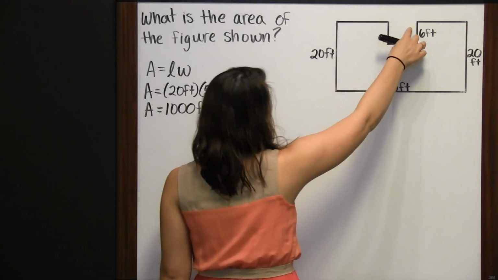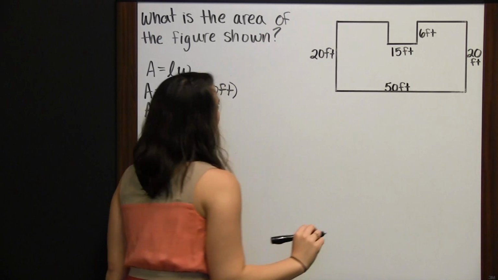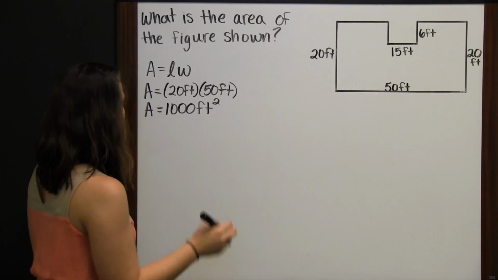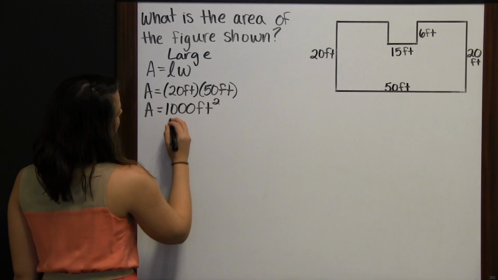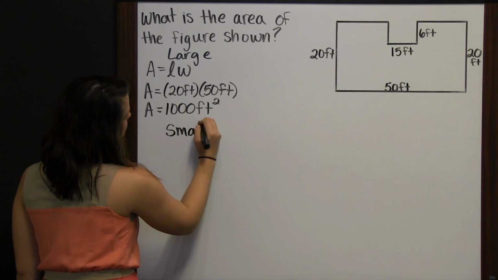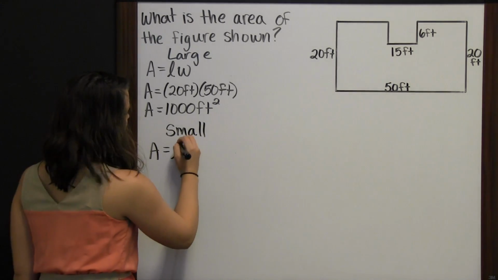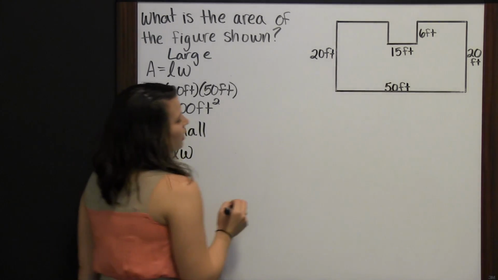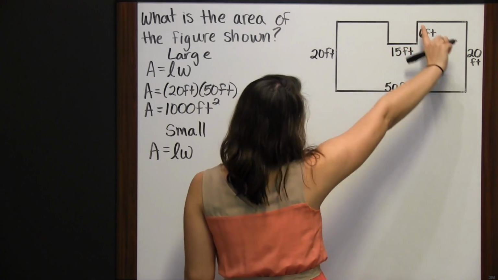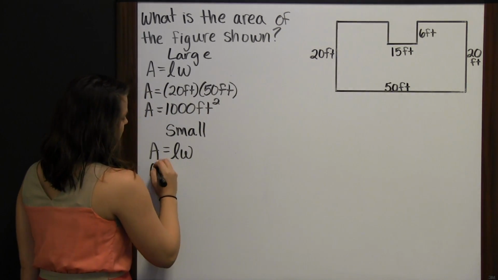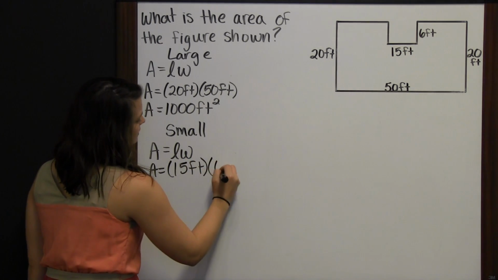Now we need to find the area of this smaller rectangle, the only part that's missing out of our large rectangle. So I'm going to label this. This is the area of the large rectangle. Now we're going to find the area of the small rectangle. So again, area is the length times the width. And we have the length and the width for our small rectangle as well, 15 feet and 6 feet. So the area is 15 feet times 6 feet.